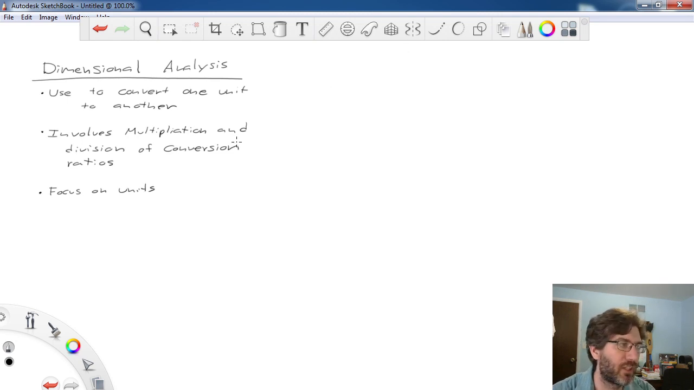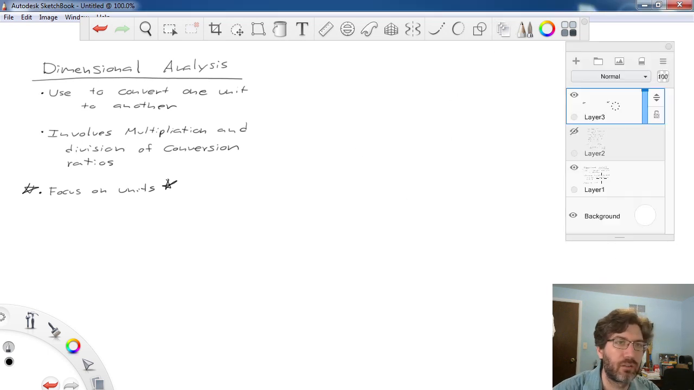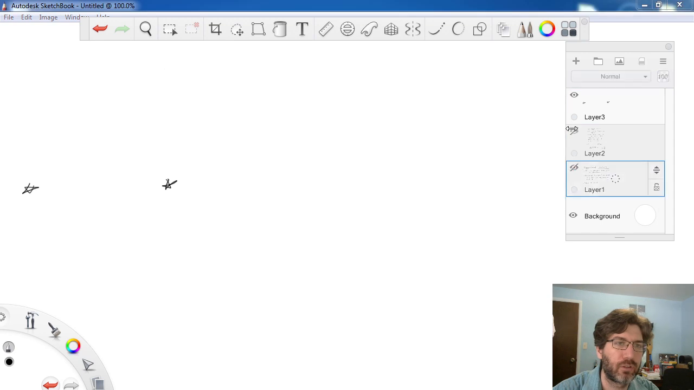The problem is setting things up. And when we get to set things up, I cannot stress it enough, focus on the units. Follow your units. It tells you exactly how to do it if you follow the units. So with that, the second page of notes is over here.